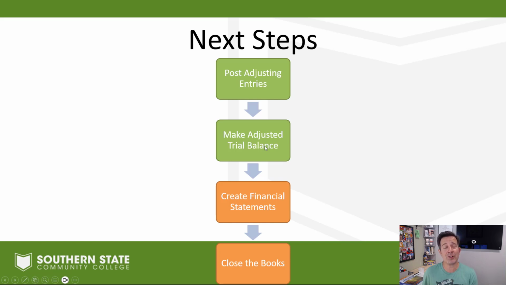In the next chapter, I'm going to show you how to take those adjusted trial balances and make financial statements. And then we'll talk about closing the books. And then guess what? We will be pretty much done with the accounting cycle. And then since it's accounting, what will come after that? We just do it all over again. We do it all over again the following month or the following period.